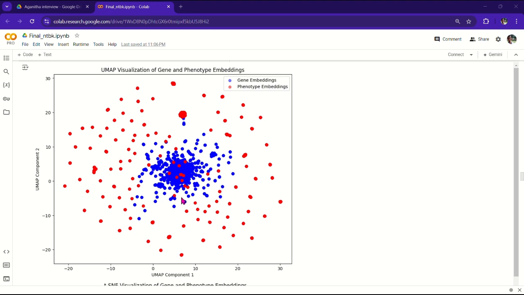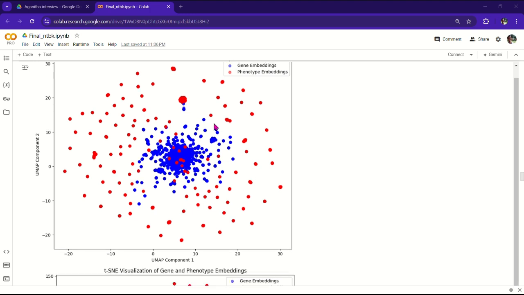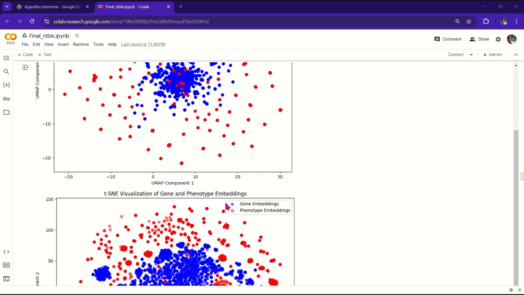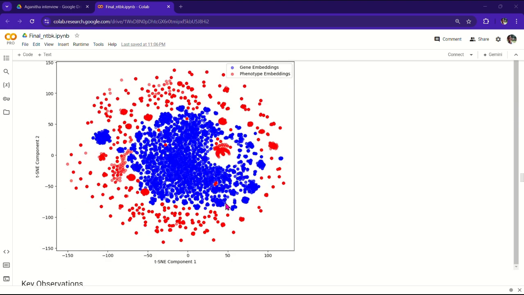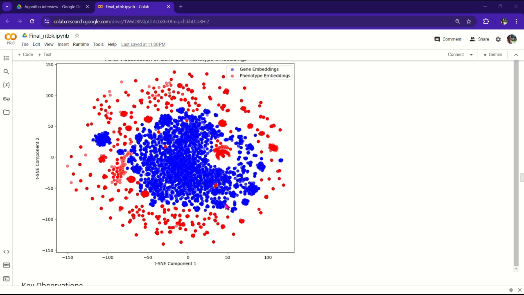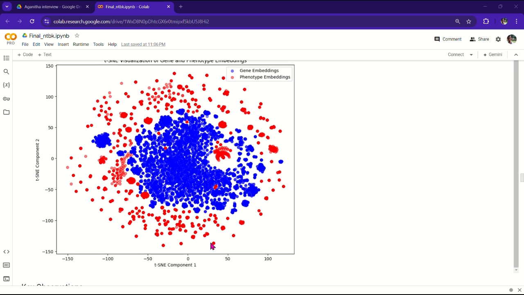This could imply that phenotypes are influenced by a broader range of genetic factors or environmental conditions also, and there is not much similarity between the gene embeddings and the phenotype embeddings. Then we visualized t-SNE embeddings, and in these t-SNE embeddings we also got the same influence: many of the phenotype embeddings are being governed by many genes, not by a single gene. So a single gene is not solely responsible for a phenotype embedding, but many genes act together for one single phenotype.